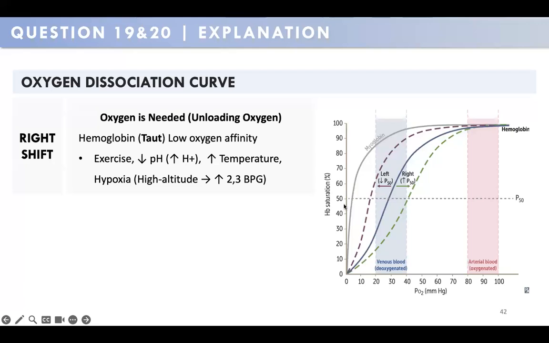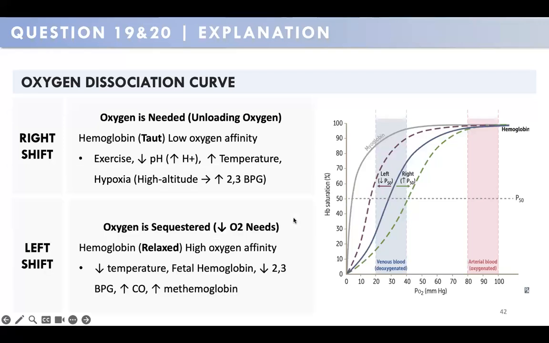Exercise, because we need to give the tissues, the muscles more oxygen. If we have a decrease in pH or an increase in hydrogen ions, an increase in temperature, and in cases of hypoxia, as in the previous case where we have high altitude, it causes an increase in 2,3-bisphosphoglycerate, which causes the right shift of hemoglobin. So always think of the right shift that we need to lose oxygen. We need to unload oxygen from hemoglobin to give the tissues, okay?